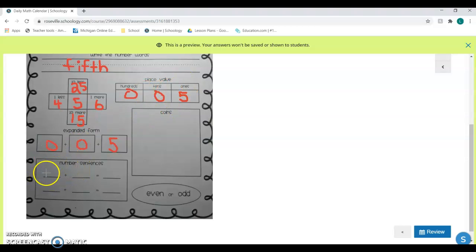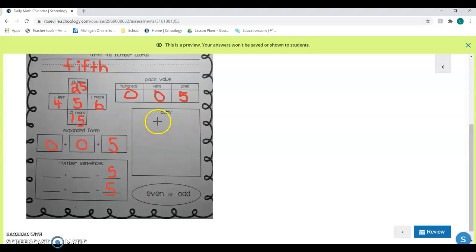And then here I will accept anything that equals 5. So you can break it up into anything you want. It could be 2 plus 3, 1 plus 4, 4 plus 1. I'll take anything like that.